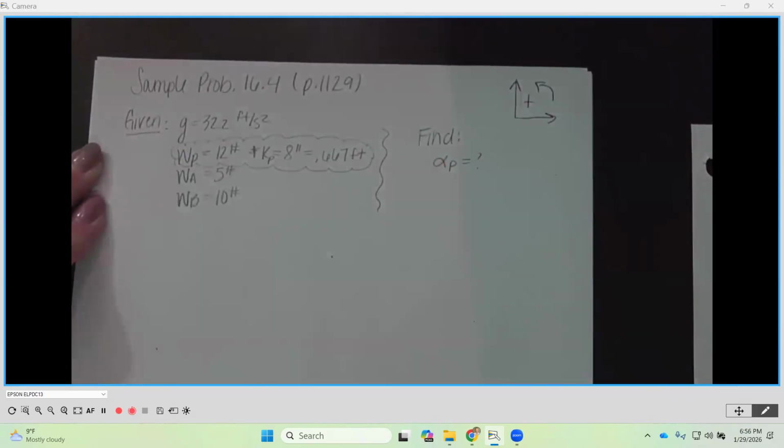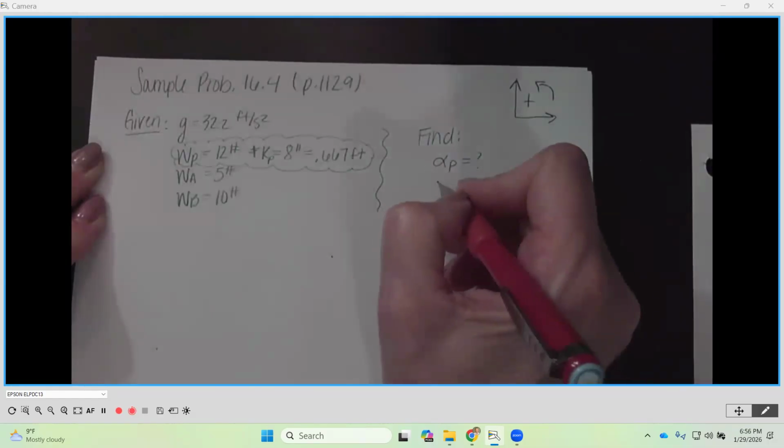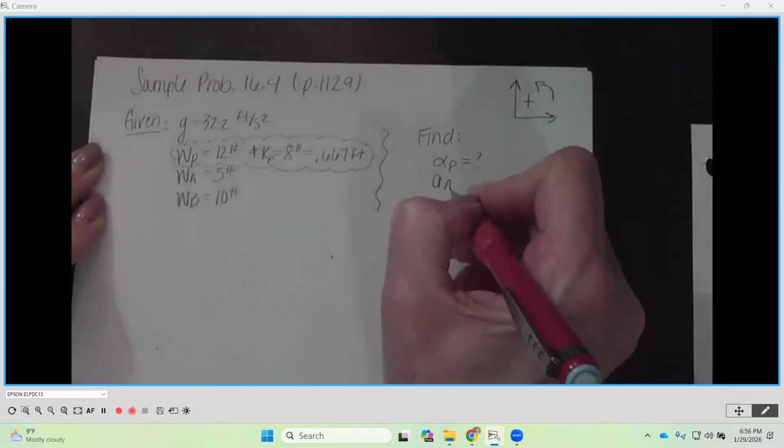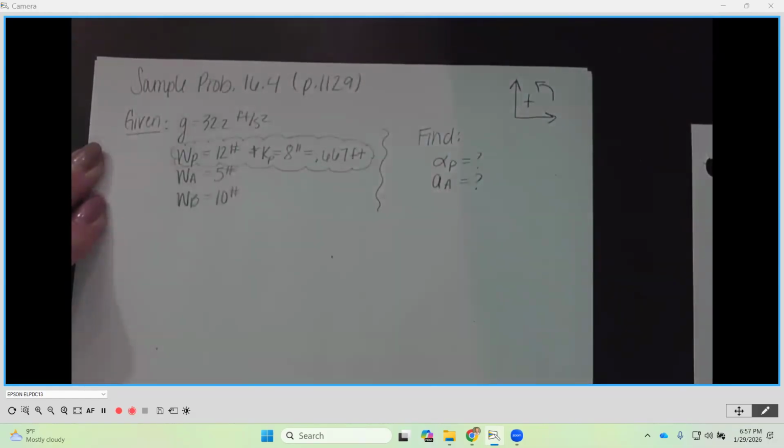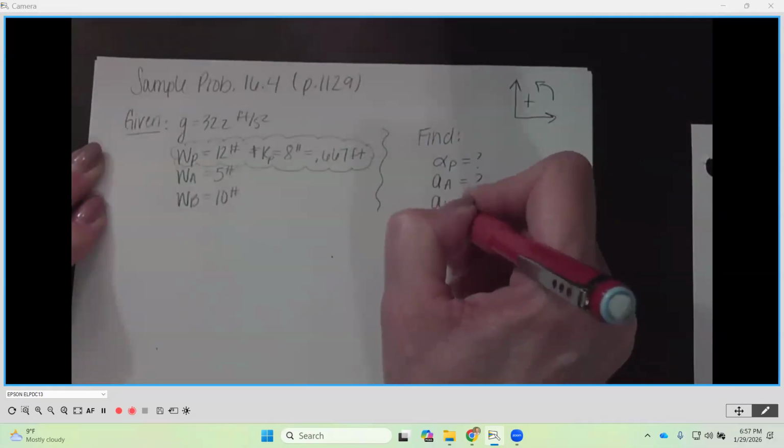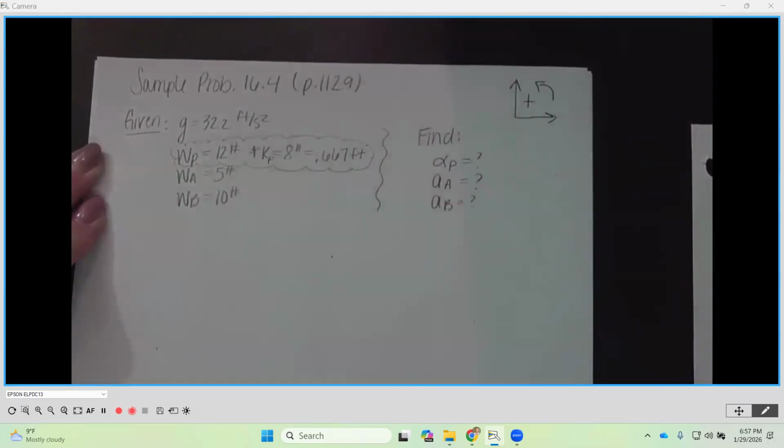Right now, what we need to find is the angular acceleration of the pulley, the straight line acceleration of block A, and the straight line acceleration of block B.